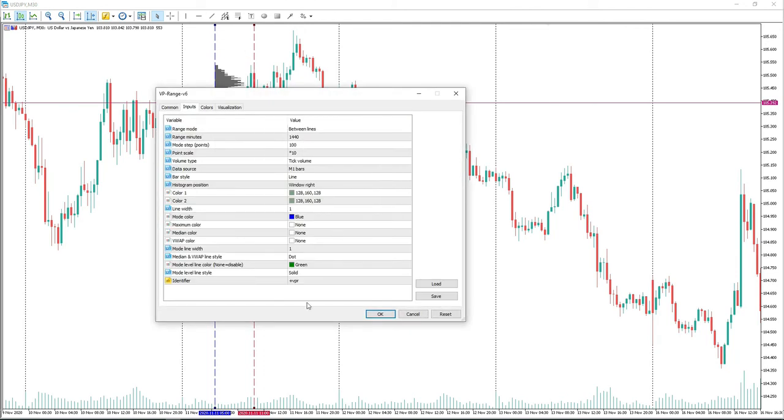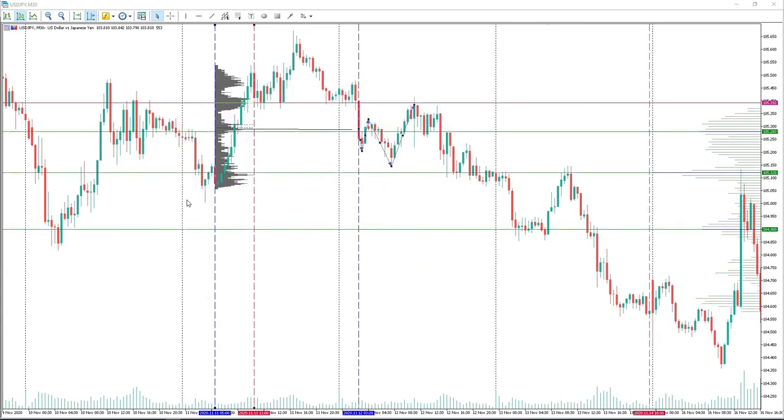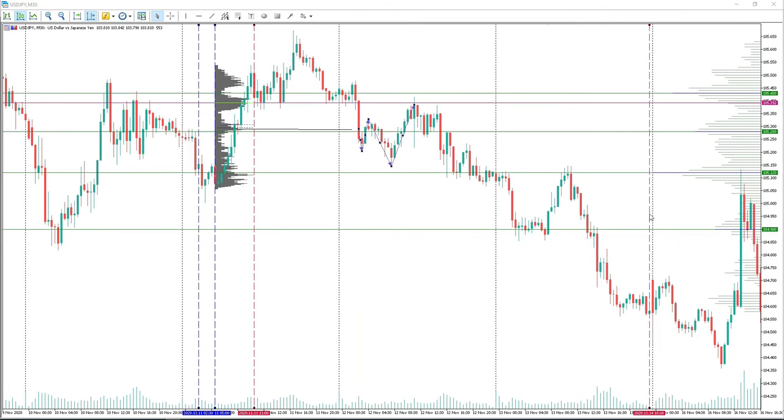So once we have 2 volume profiles, you want to change the identifier such that you don't get them confused. So I'll just name it QWERTY, give them different colors, right? Give it different colors. So there it is. I'll just place it there.